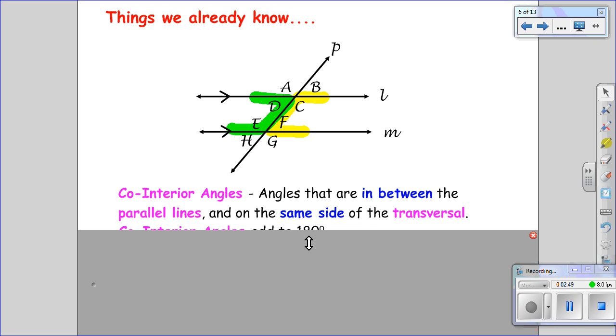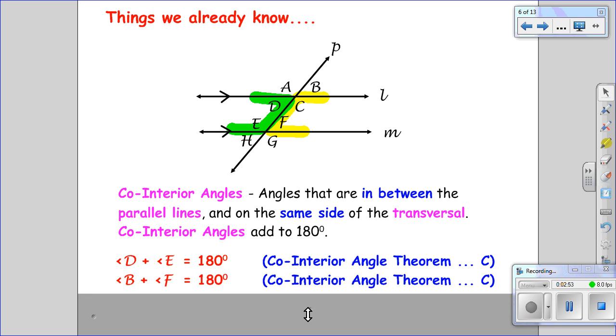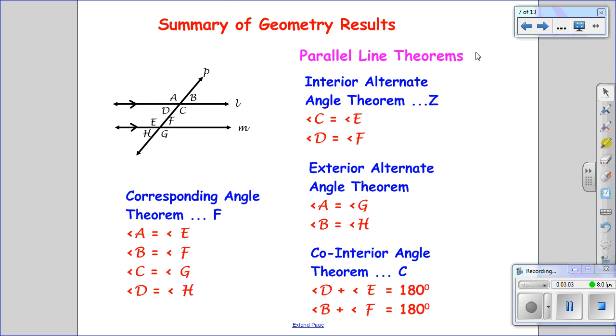Co-interior angles are angles in between the parallel lines on the same side of the transversal, and they add to 180. So if I look in between on the right side of the transversal, angle C and F add to 180, angle D and E add to 180. So pause the video and copy this summary into your notebook so that you have it to work with on your homework.